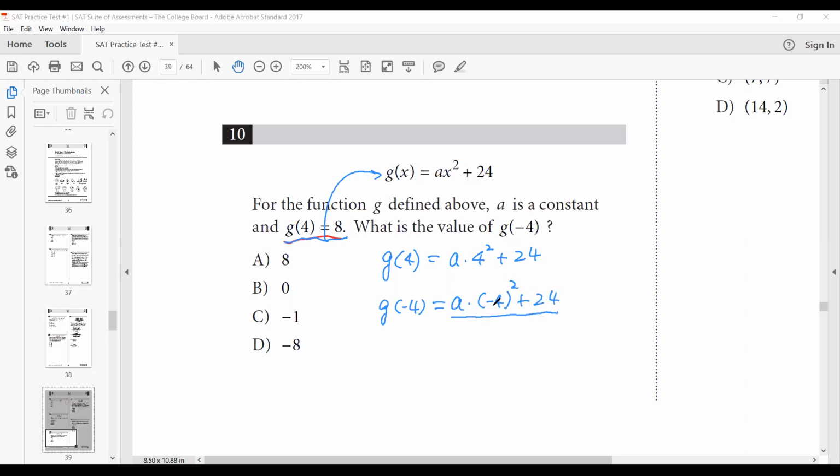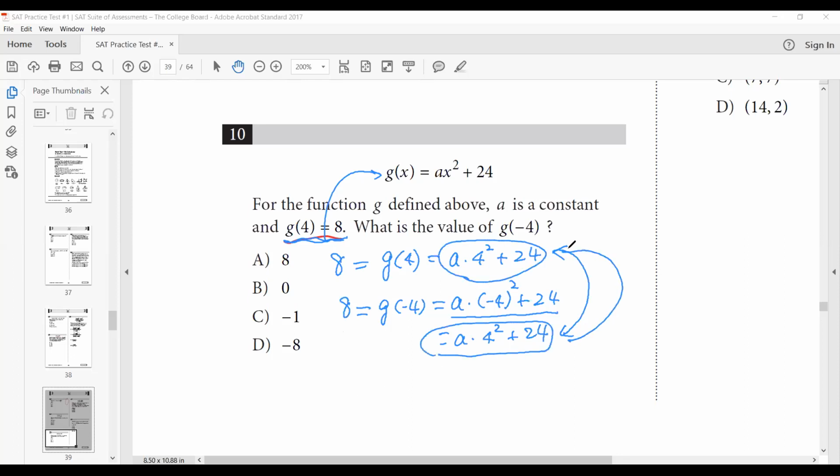After you simplify, negative 4 squared equals 4 squared, right? Did you see this one is exactly the same? They told us already g(4) equals 8. So here it also equals 8, because this part is exactly the same. You can say here equals here, exactly the same. So g(-4) also equals 8. So the choice is 8. Did you guys understand what I'm talking about right now?